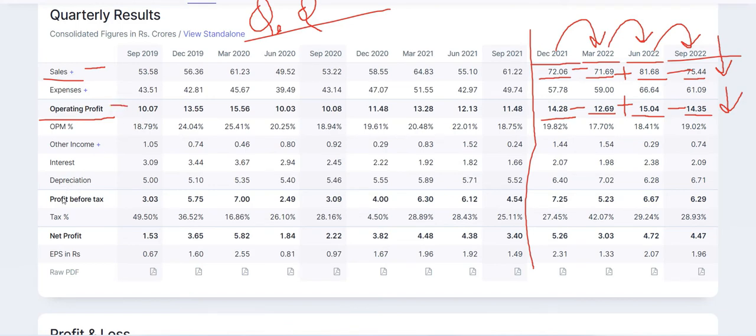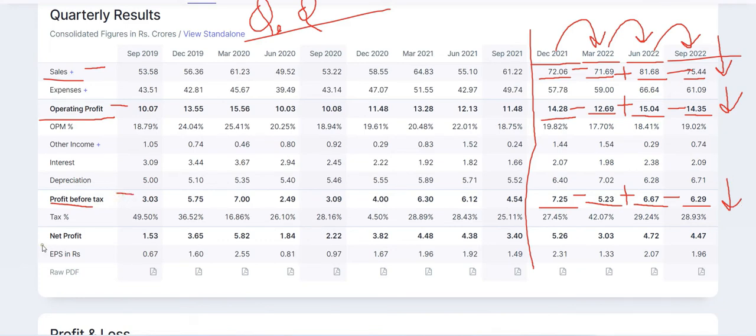Coming to profit before tax, so it is 7.25. From there decreased to 5.23, further increased to 6.67, then it decreased to 6.29. So we could say crore. Okay, so we could say the profit before tax is decreasing because for 2 years it has decreased.